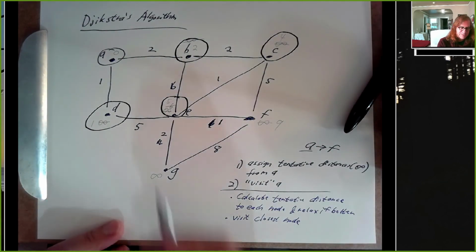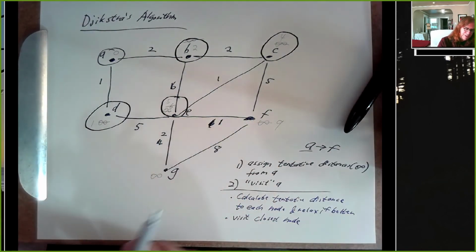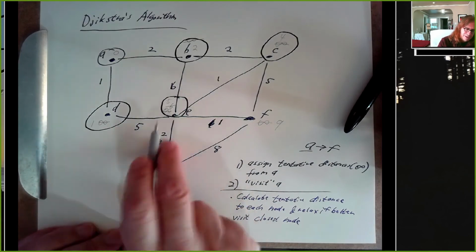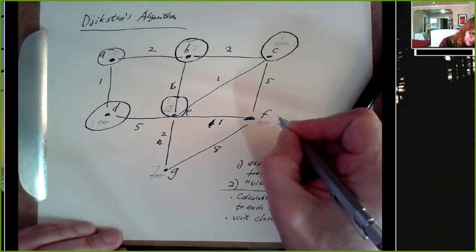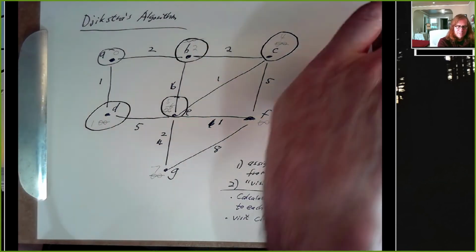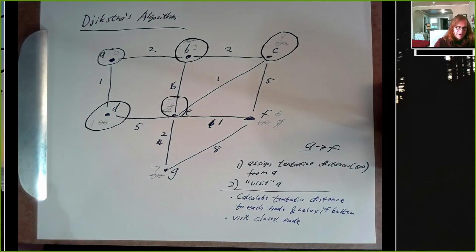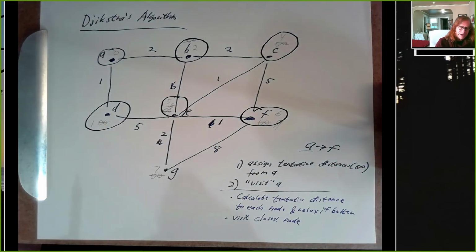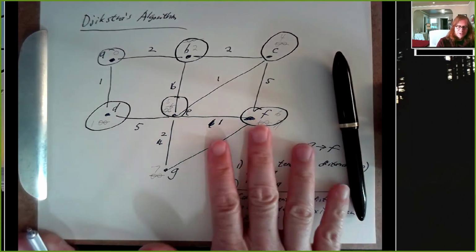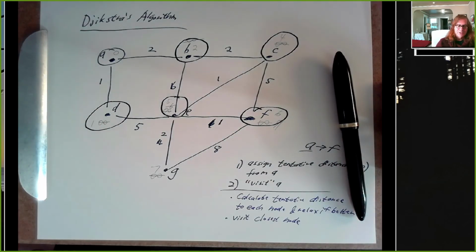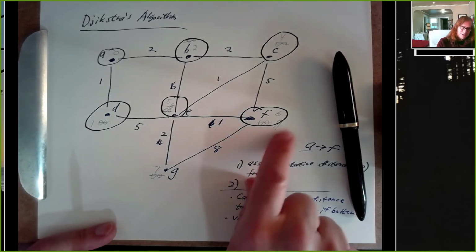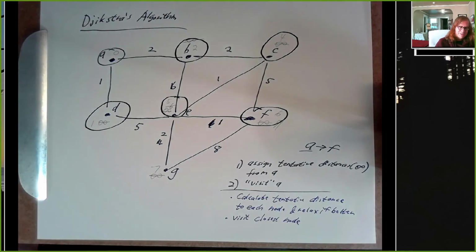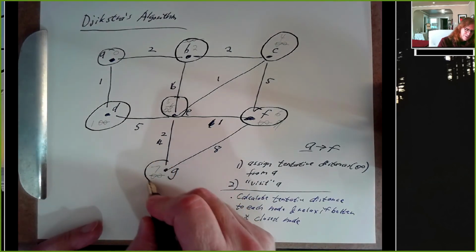And repeat your relaxation. 5 plus 2 is 7. That's a better distance. 5 plus 1 is 6. That's better than 9. So replace this with a 6. And now circle the closest node. That's F. Well, if our goal was to find the shortest distance to F, we're done, because once you circle a node, you found the shortest distance, and the shortest distance was 6. If we wanted to continue to do all nodes, 6 plus 8 is 14. That's not better than 7, so we leave it. We circle our closest node, and we're done.